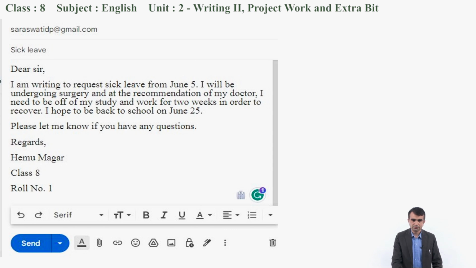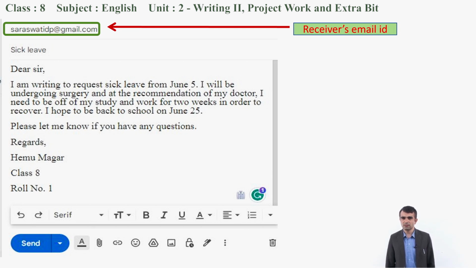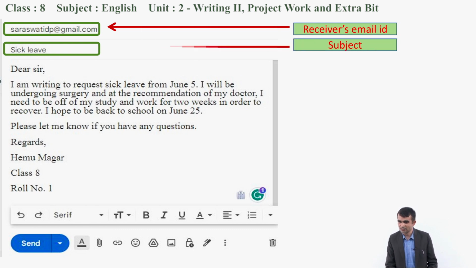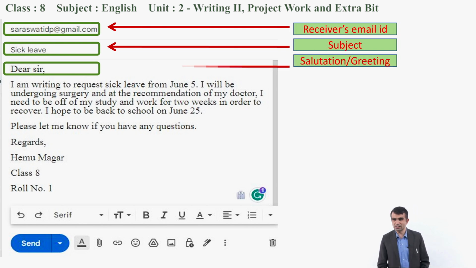Okay. Now, here just analyze where these parts of the letter are. Now, the first one here, what is it? This is receiver's email ID. Is it? Okay, receiver's. Next, a bit below, sick leave. What is this? What is it? Subject. Okay, that is subject. Now, third one, dear sir, what is it? Okay, salutation or greeting, is it?